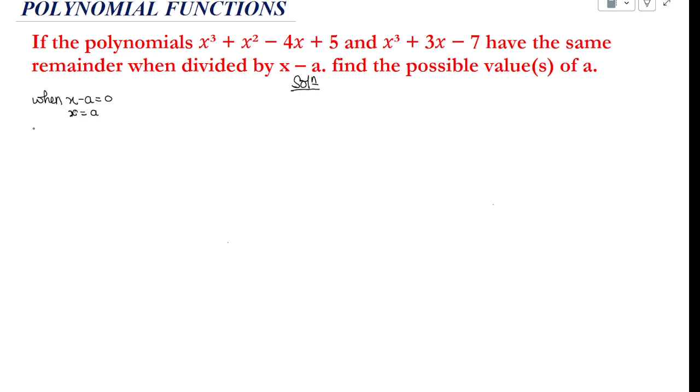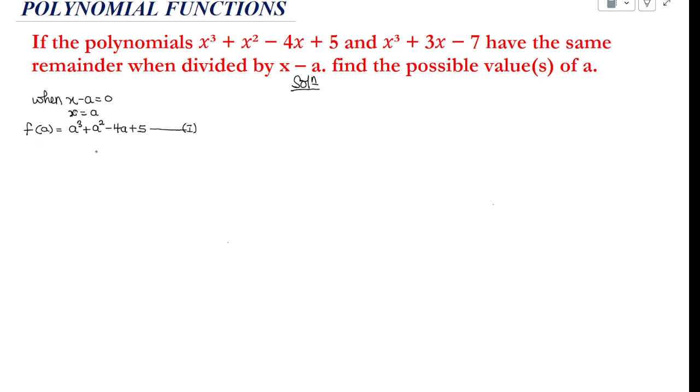For the first function, we need to find f of a. This becomes a cubed plus a squared minus 4a, meaning wherever we see x, we are putting a there, okay, plus 5. All right, so this is what we have as the first one. And this becomes the same remainder because we've just substituted a into it.